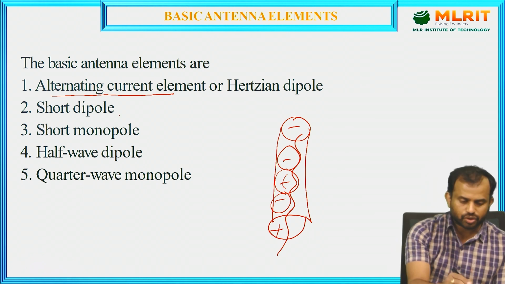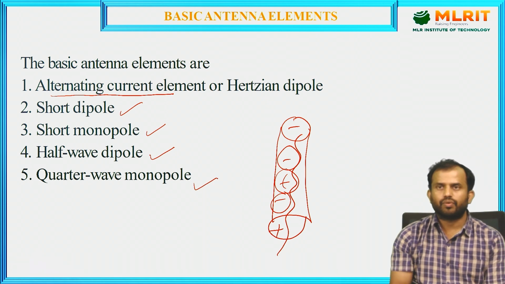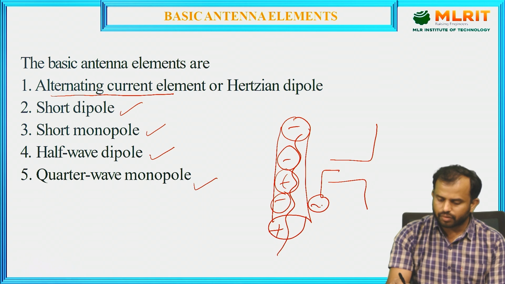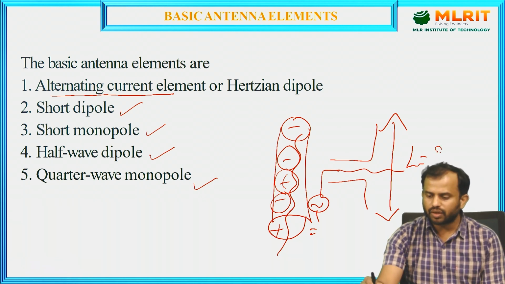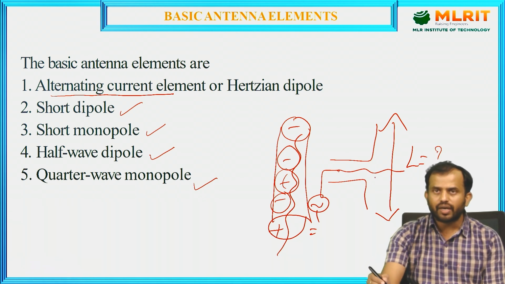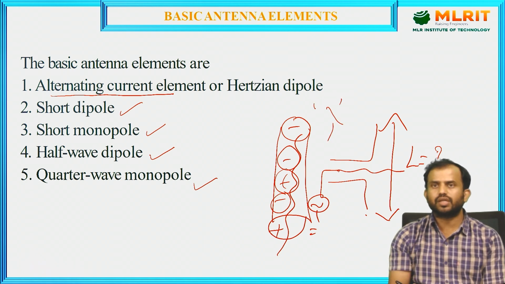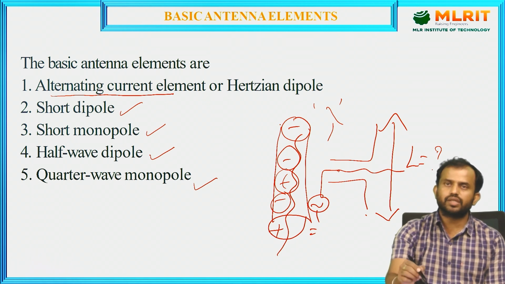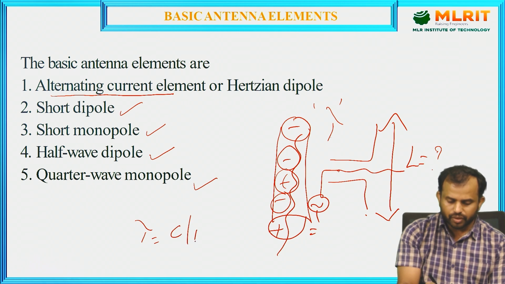Similarly, we consider the short dipole, monopole, half wave dipole as well as quarter wave monopole. So while designing any kind of antenna structure, based upon the signal propagation, we consider the respective length of the antenna. So what is the length of antenna? Based upon the length of antenna, based upon the lambda value, we are able to design the frequency value, or else based upon the frequency value we design the respective lambda value. Why? As we know, lambda is equal to c by f.